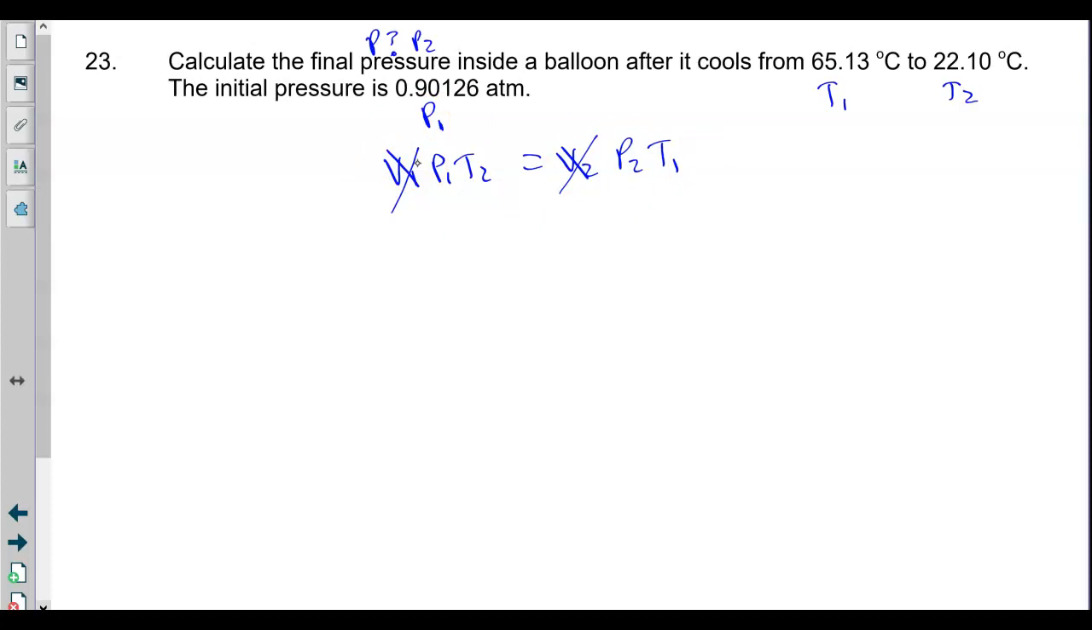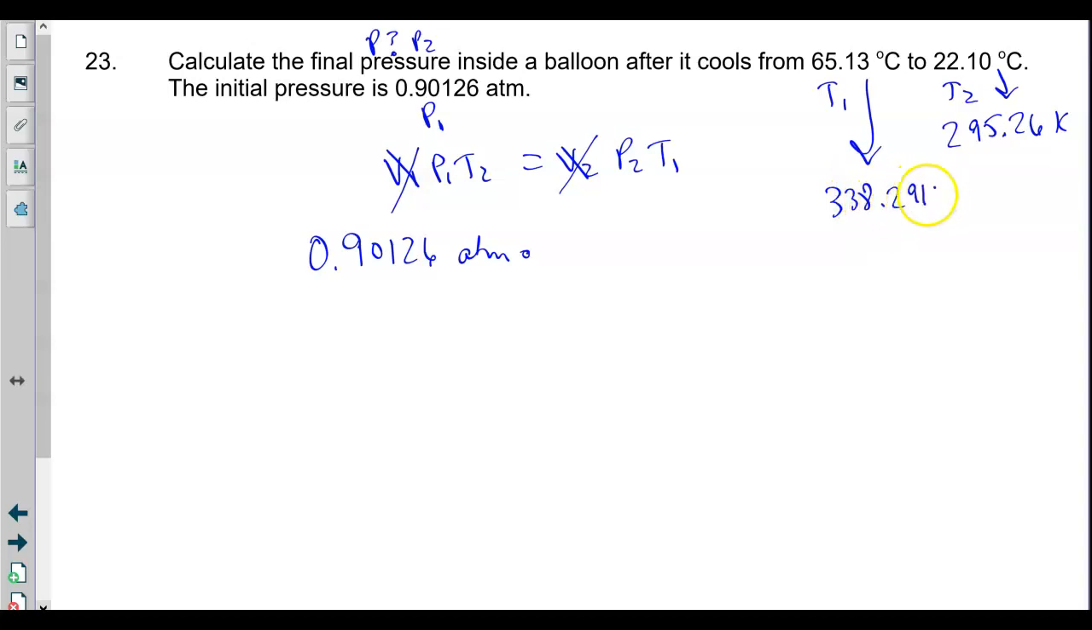So now I know my formula is P1T2. So 0.90126 ATM times T2. I've already converted those into Kelvin. When I did the problem in my practice, this was 295.26, and this one was 338.29 Kelvin. So my T2 is the 295.26 Kelvin equals P2, which is what we're solving, times T1, 338.29 Kelvin. Just like we've always asked ourselves, what do we have two of? We have two temperatures. They're in the same unit, so we're done. We can do the math.